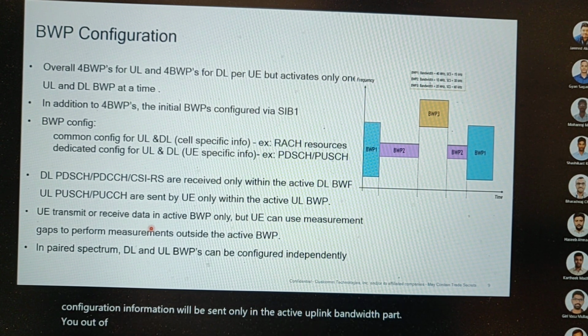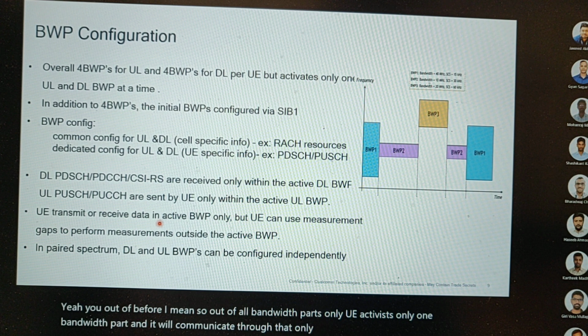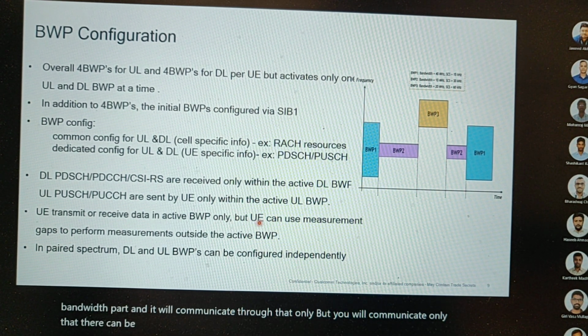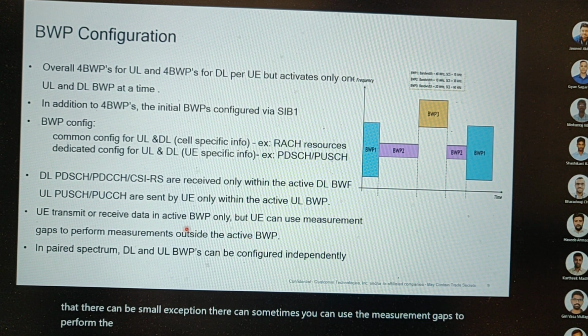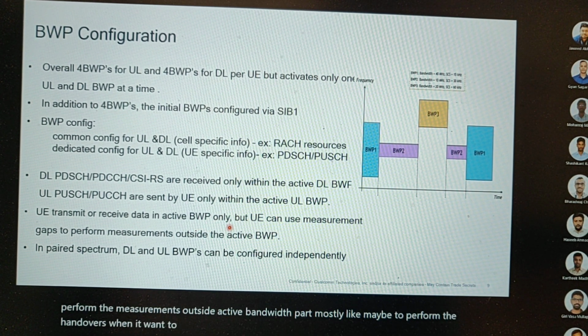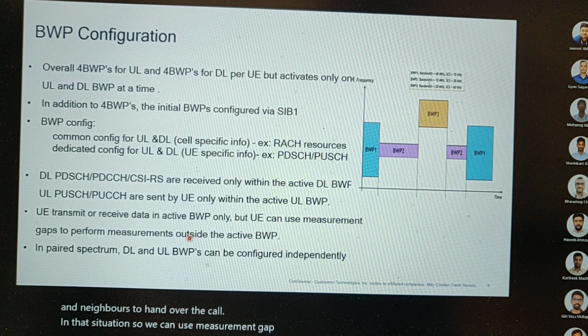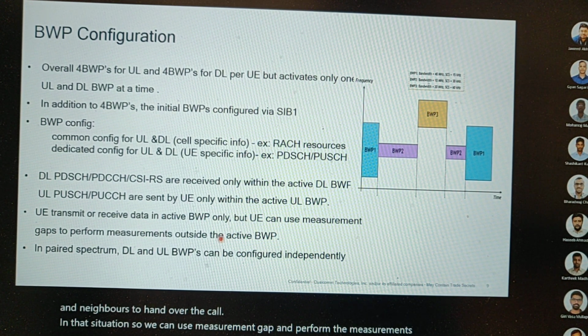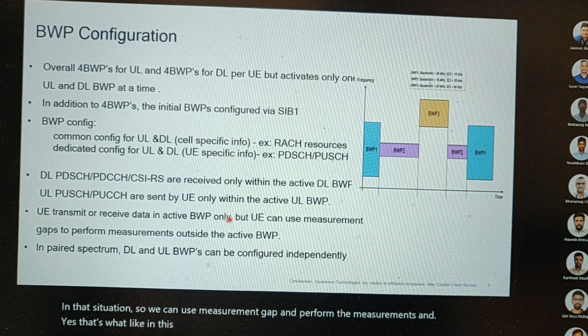Out of all bandwidth parts, the UE activates only one bandwidth part and it will communicate through that only. There can be a small exception. Sometimes you can use measurement gaps to perform measurements outside the active bandwidth part. Mostly this is for handovers, when the UE wants to measure the neighbor cell power and has to do measurements on the neighbor cell to hand over the call. In those situations, you can use a measurement gap and perform the measurements. In this way, bandwidth part will be configured.